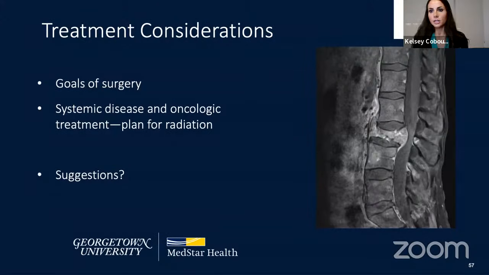Additional treatment considerations. In this case, we already had a tissue diagnosis from previous biopsies, and we were primarily looking to decompress and stabilize. Her systemic disease, she had further oncologic treatment planned and was actually planned for radiation imminently prior to her worsening back pain in this presentation. So any comments before we move on to the surgical treatment?